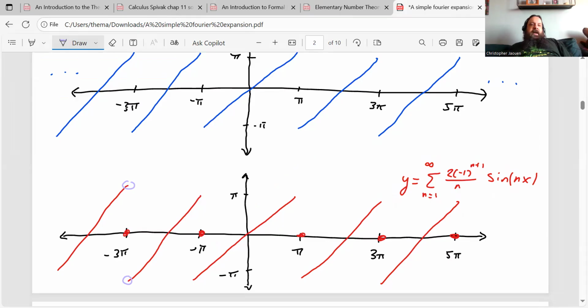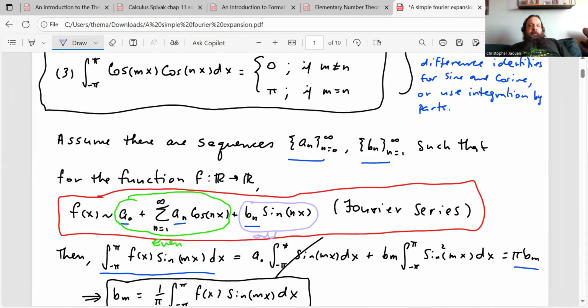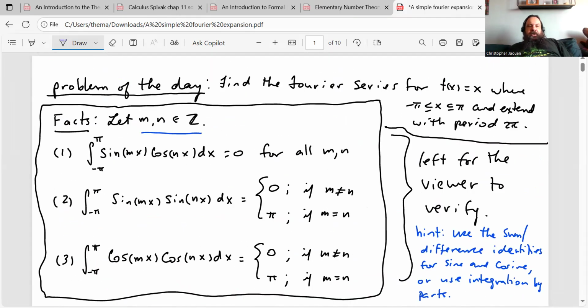Okay, so like I said, I wanted to do a Fourier series expansion problem for you guys here just to introduce you to it so that maybe we can do some fun things with Fourier series later on down the line in the problems of the day.